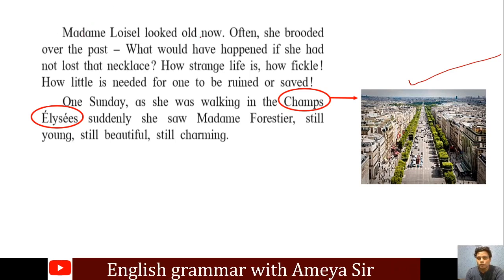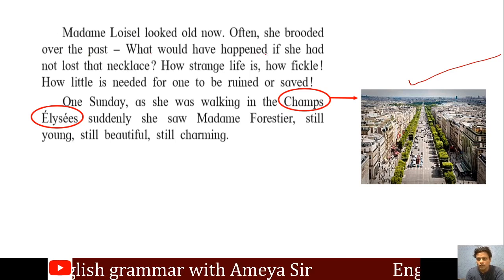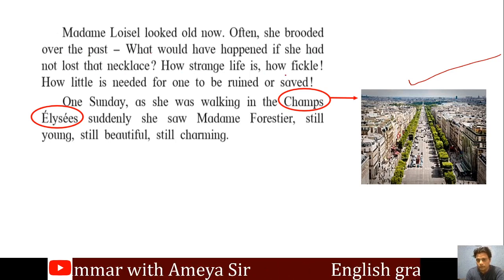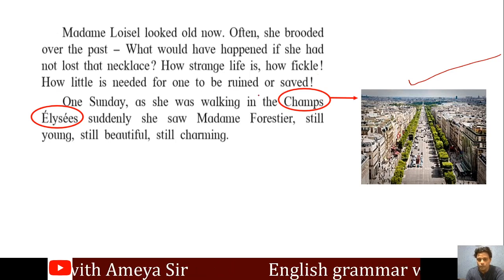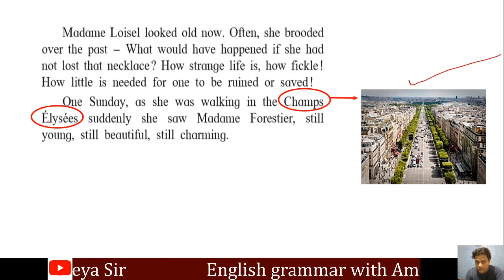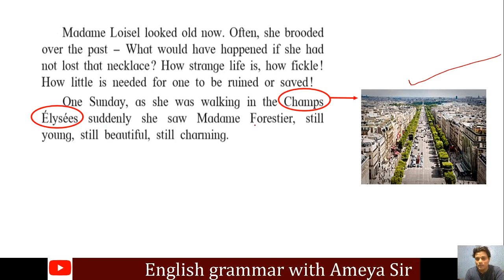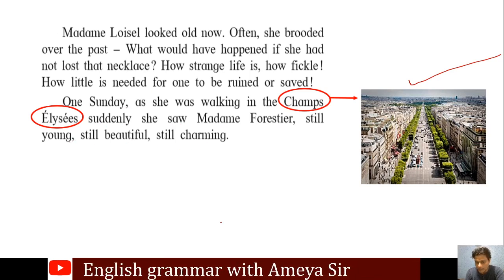Madame Loisel looked old now. Often she brooded over the past. What would have happened if she had not lost that necklace? How strange life is, how fickle. How little is needed for one to be ruined or saved. One Sunday, as she was walking in the Champs-Élysées, or whatever it is, suddenly she saw Madame Forestier, still young, still beautiful, still charming.